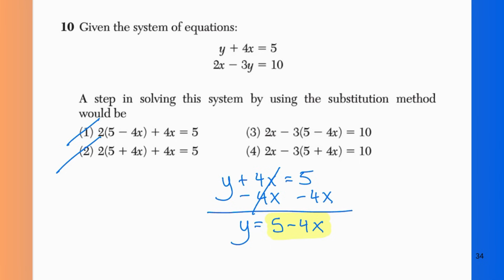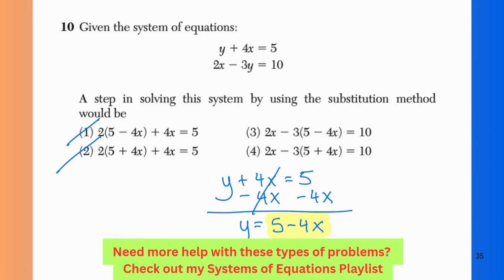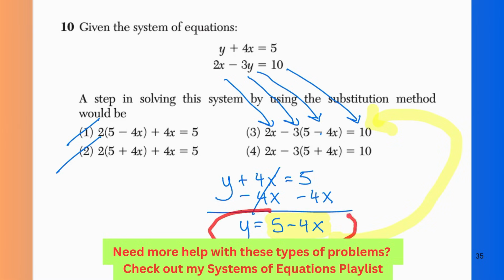So wherever I see a y, I can replace it with 5 minus 4x. And we see that that happens in answer choice number 3. So they kept the 2x, they kept the -3, but then they replaced y with 5 minus 4x, and they kept the 10, of course. And replacing y with 5 minus 4x is fine because as we showed down here, those are equal. So answer choice number 3 is our answer.